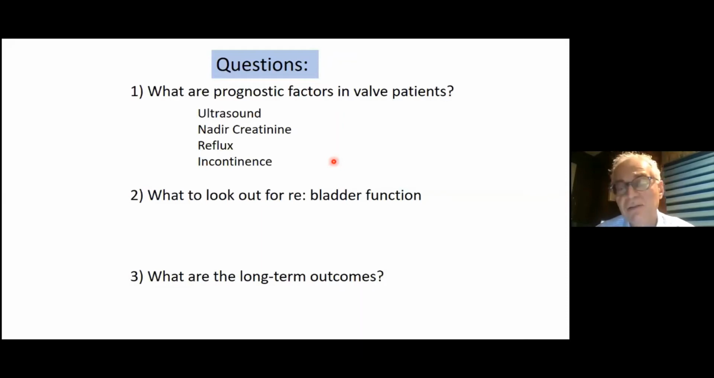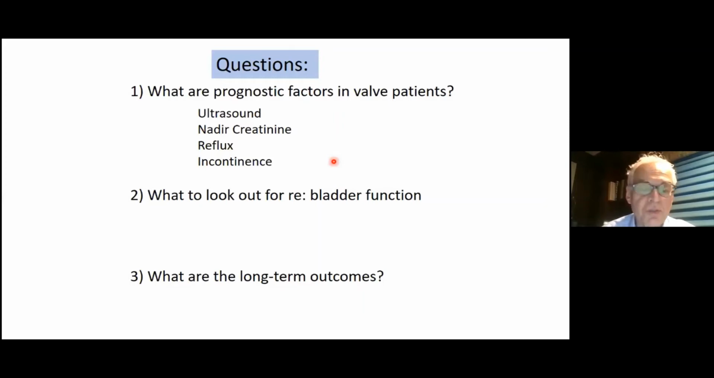And remember, incontinence is a problem probably related to a bad valve bladder. And so we need to look out for bladder function. And that brings me up to the next question. What sort of bladder dysfunction do you look out for in patients with the so-called valve bladder? I'll give you a few seconds to think about that. What's the valve bladder look like?